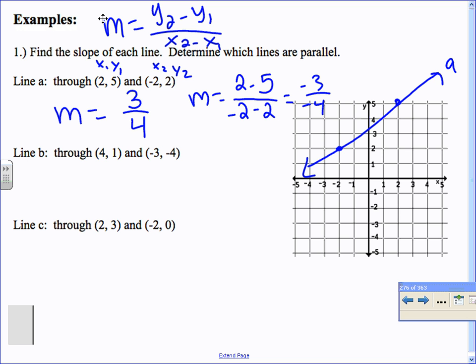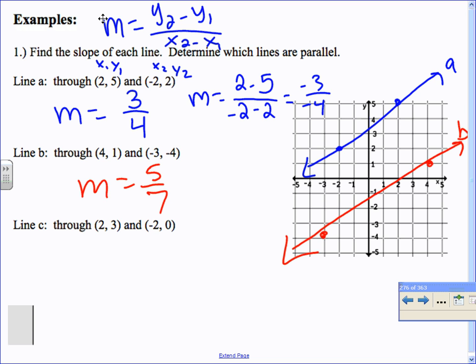You should be finding the slope of B and C. That's not right. It's y2 minus y1. It should be -4 minus 1. You used the wrong numbers. All right. Slope for B, Mary, is what? Good. Slope for B is 5/7, so I'm going to graph this one. You're just plotting points, guys, don't forget. Over 4, up 1 for line B, and then -3, down 4. Connect them. This is line B.